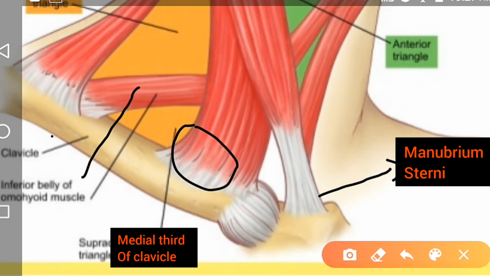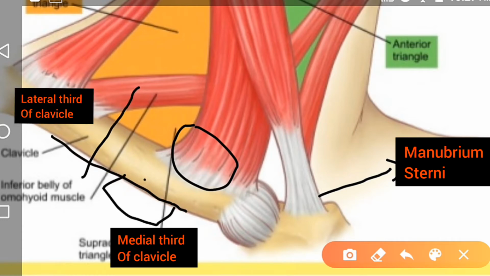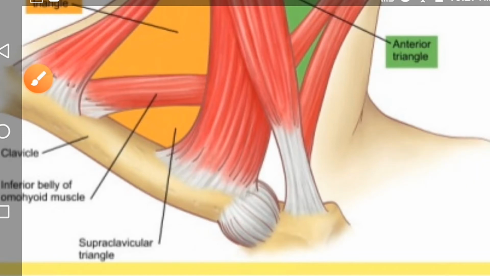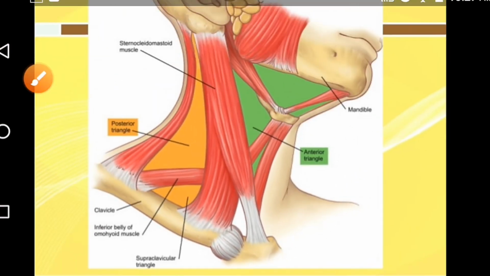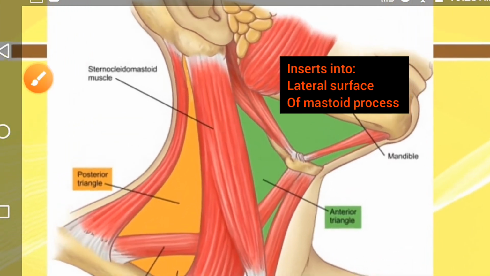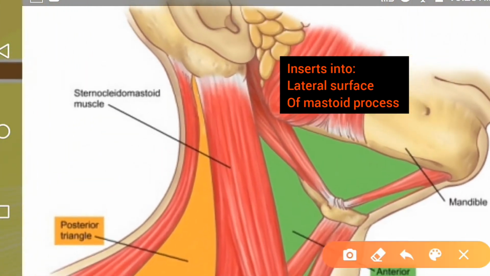So this is the clavicle, and this is the medial third of the clavicle, while the other part is the lateral third of the clavicle. So the clavicular head originates from the medial third of the clavicle, and it extends all the way up, and then it inserts into the mastoid process. So here's the mastoid process, and it inserts into the mastoid process.